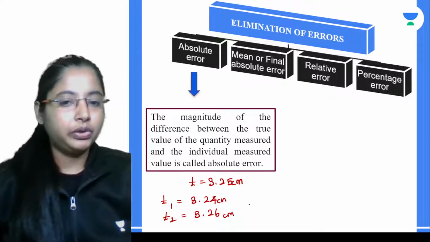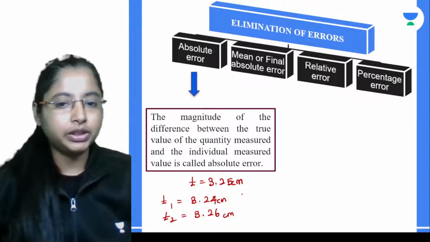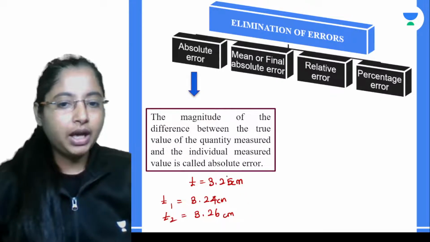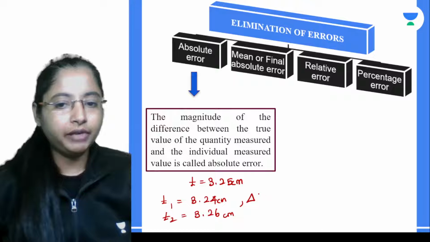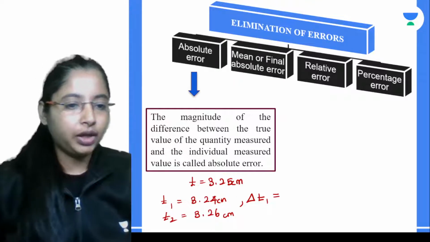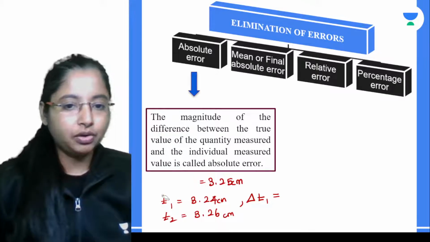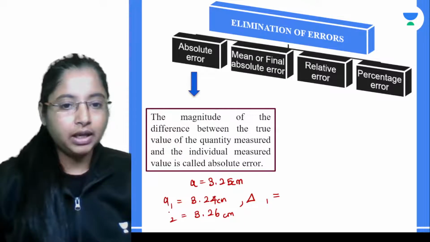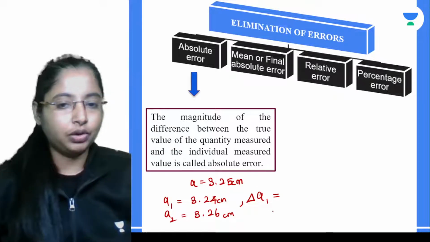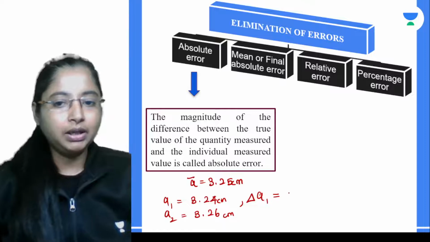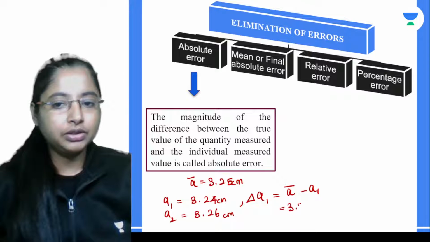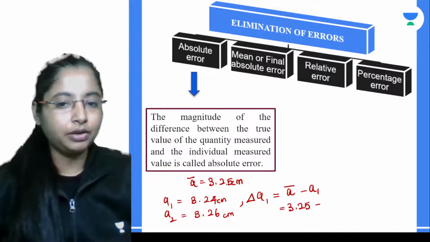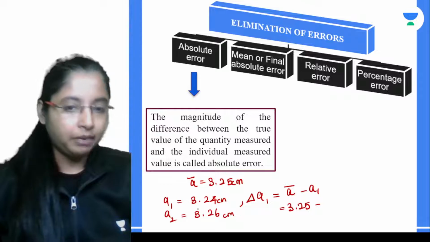Now, what is absolute error? Very simple quantity. I am going to express all of this in A so I don't confuse all of you. Now, delta A1, if you want to find, will be nothing but the mean minus the first value. What is the mean here? This is the actual value, 3.25, minus 3.24.